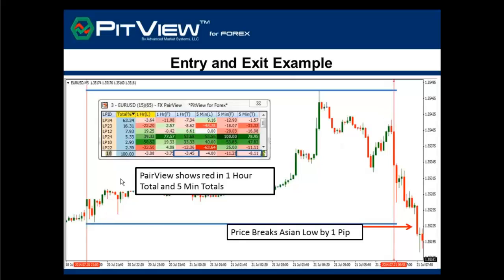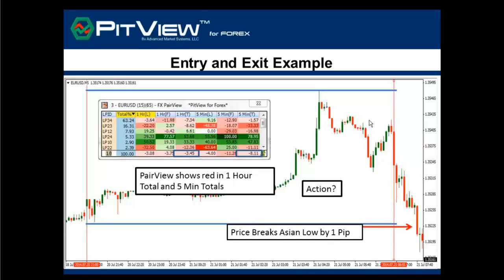So we have two things occurring here. We have price breaking through the Asian low by 1 pip, and PairView has confirmed this as far as the imbalance goes because it's red on either side. Some of you might look at the numbers and the totals here. However, in my opinion, there are certain times when you would want to use them to look for a specific type of imbalance number, and other times when you might just look for it to be green or red, as in my case, to confirm an entry. So what would be the action from here?